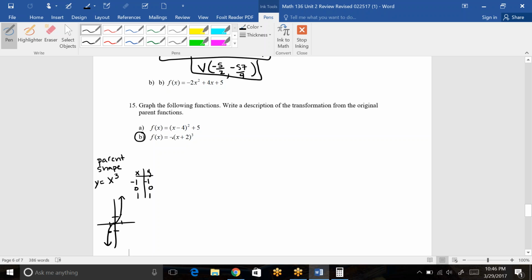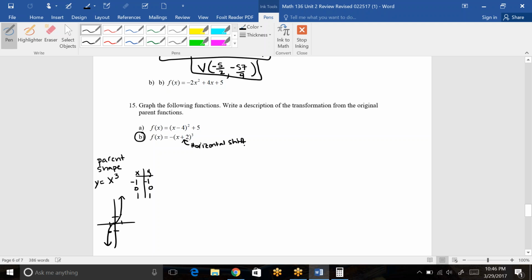The transformations, remember, if there's something added or subtracted inside, it moves you either right or left. If there's something added or subtracted at the end, it moves you either up or down. A negative attached to an x inside flips you across the y-axis. A negative before the whole parentheses flips you over the x-axis. So when we do a shift, if it happens inside before cubing, it's what we call a horizontal shift.